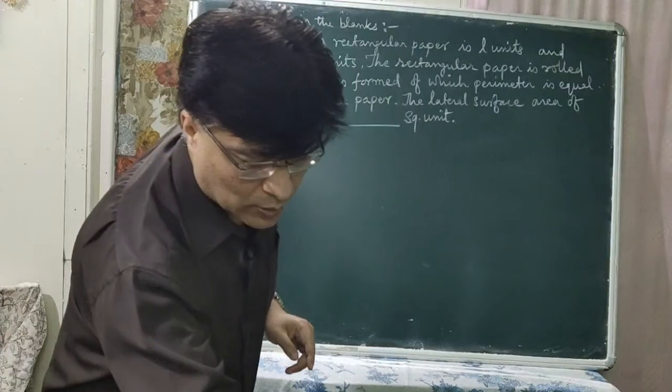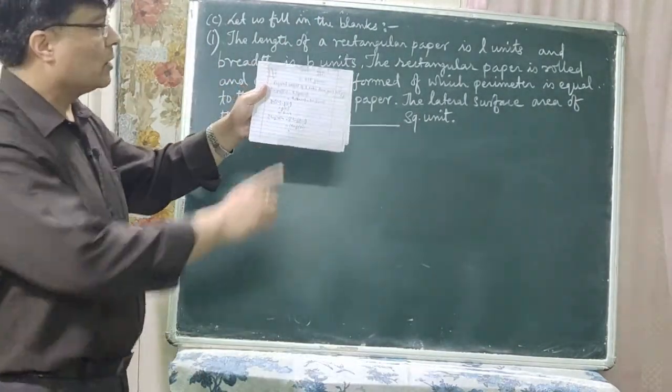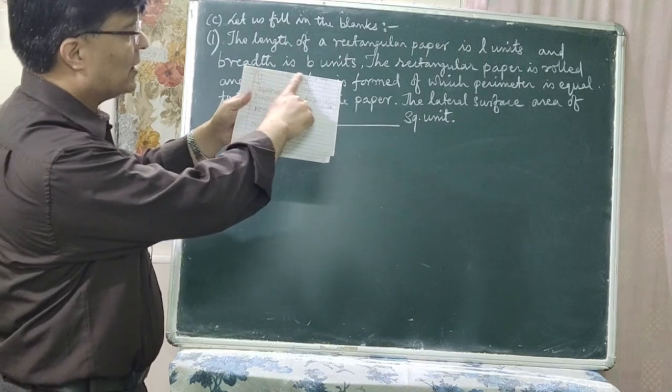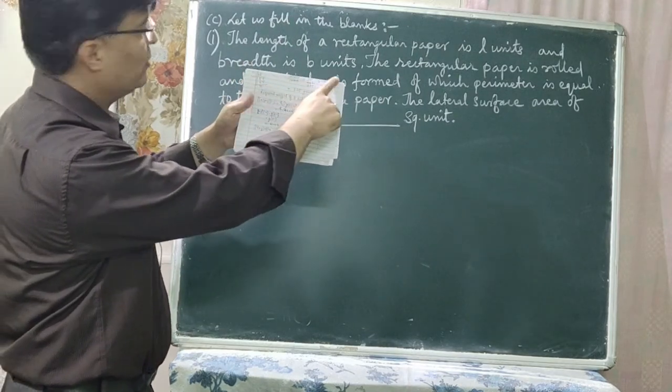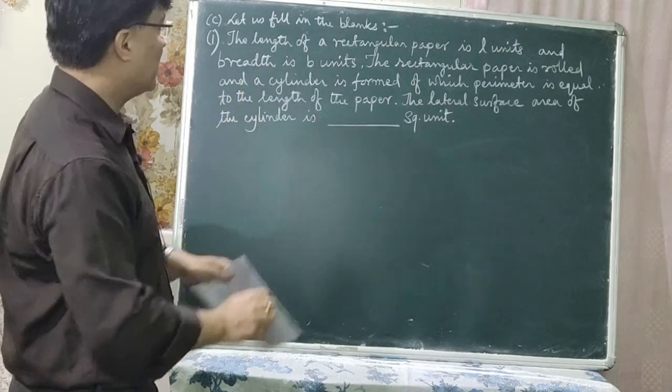Okay, so let us take an example. This is the rectangular paper. So its length is L units. This is your L units, and the breadth is B unit. This breadth is B unit, right?